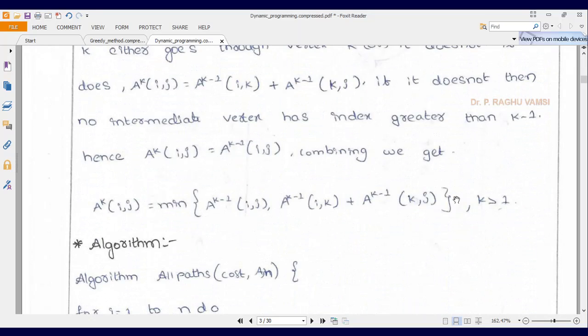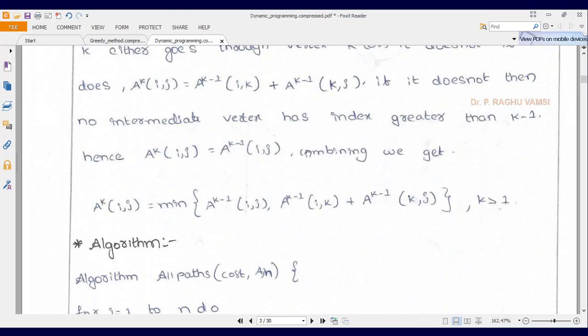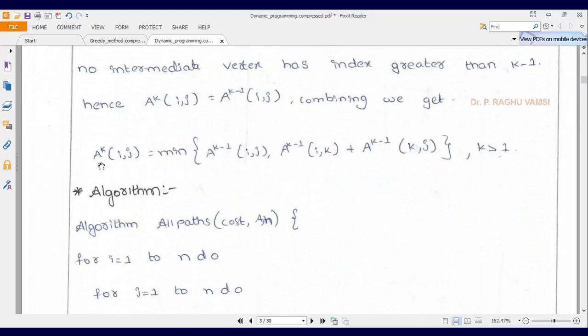So finally, by adding these things, this is the one with no intermediate vertex. But if you want to go from one vertex to another vertex, you are supposed to pass through some intermediate vertex. Whenever you pass through intermediate vertices, the formula will be like this: A^k(i, j) is equal to the minimum of A^(k-1)(i, j) and A^(k-1)(i, k) plus A^(k-1)(k, j), where k is the intermediate vertex that you pass through.